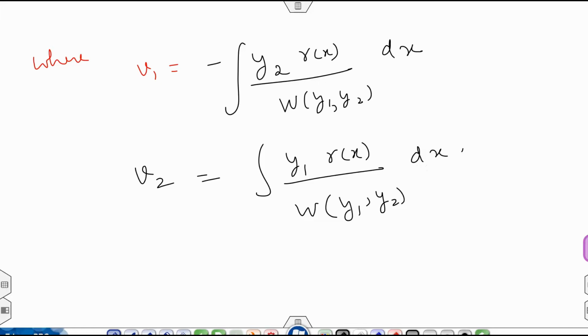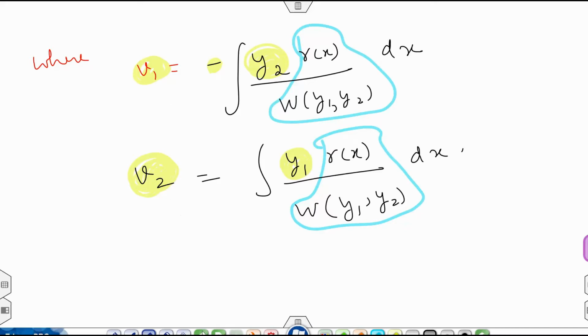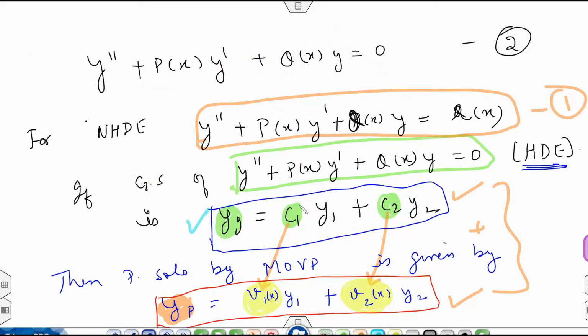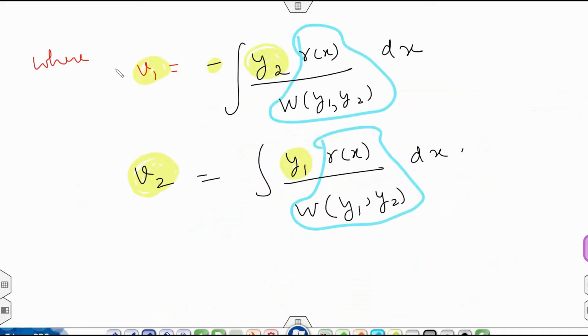Just see the difference here: when I find v1, I am using y2 with the minus sign, and when I am finding v2, I am using y1, and the denominator is the same in both v1 and v2. So it's simple: just find yg, replace c1 and c2 with v1 and v2, and find v1 and v2 with the help of this formula. So let us now move on to solve a few questions based on the variation of parameters method.